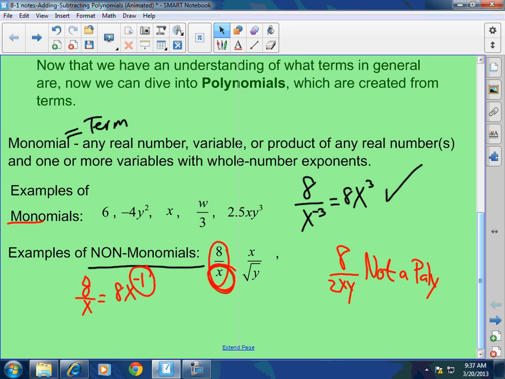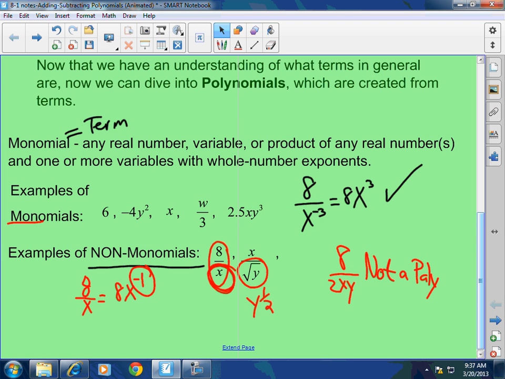Okay. Next. X over the square root of y. What's the square root of y? Well, we're going to get to that when we learn about radical functions. But basically, a square root means that it's y to the 1/2. Don't worry about y right now, but I'll give you a hint. Anytime you have a variable inside of a radical, whether it's in the numerator or denominator, it is not a polynomial.